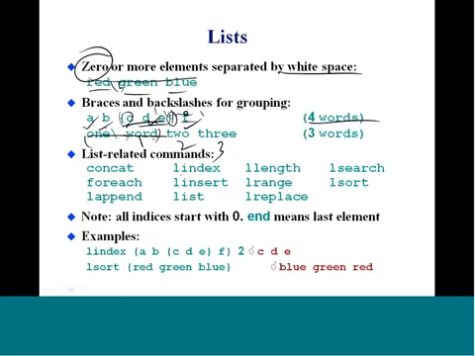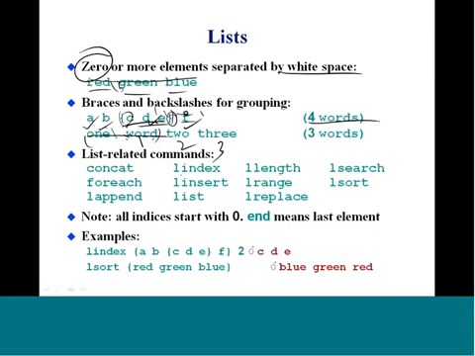Then we have some list related commands, which are all these things: concat, lindex, length, lsearch, foreach, linsert, lrange, lsort, lappend, list, and lreplace. All these things are list related commands. And one thing to note is all the indices will start with a 0. The end means the last element.